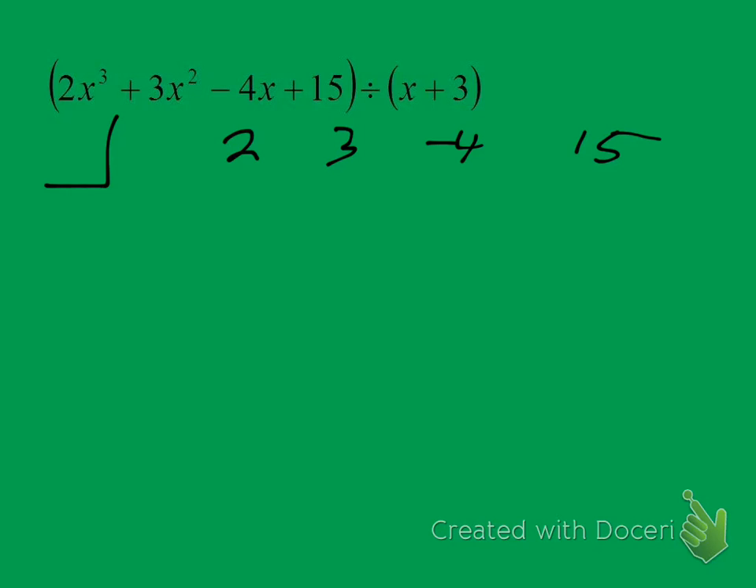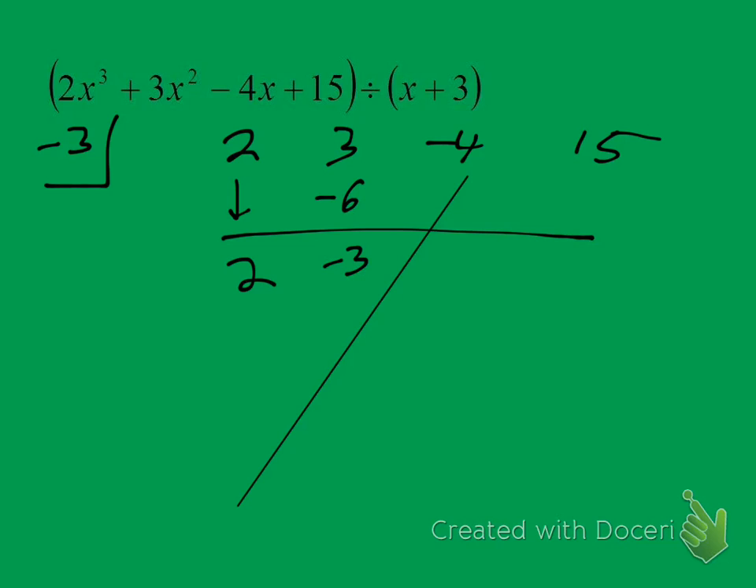What goes in your box? Negative 3, good. Bring the 2. I'm telling you guys, draw that arrow. Draw that arrow, it saves you some trouble. Once you get the hang of this, you get a rhythm to it. You multiply, you add, you multiply, you add. So 2 times negative 3, negative 6. 3 plus negative 6, negative 3. Negative 3 times negative 3.